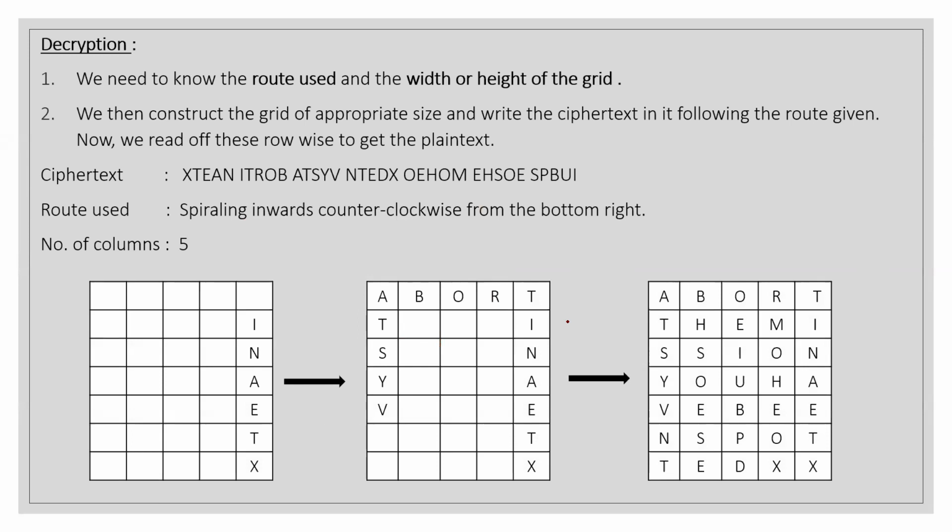For the decryption of the route cipher, we need to know the route that was used and the width or height of the grid. We then construct the grid of appropriate size and write the ciphertext in it following the route given. And then we read off these rows to get the plain text that was encrypted.